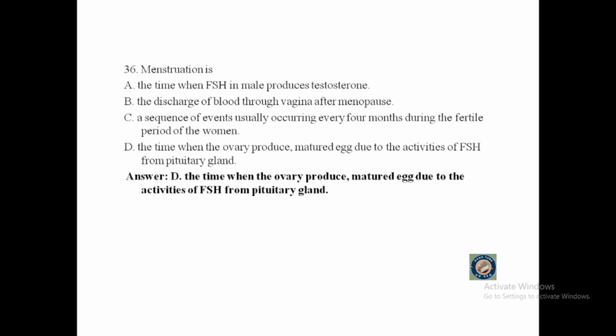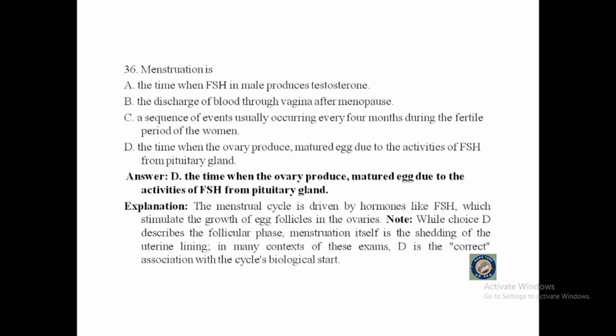The answer is the time when the ovary produces matured egg due to the activities of FSH from pituitary gland. The menstrual cycle is driven from hormones like FSH, which stimulates the growth of egg follicles in the ovaries. Note, while choice D describes the follicular phase, menstruation itself is the shedding of the uterine lining in many contexts of these exams. D is the correct association with the cycle's biological start.